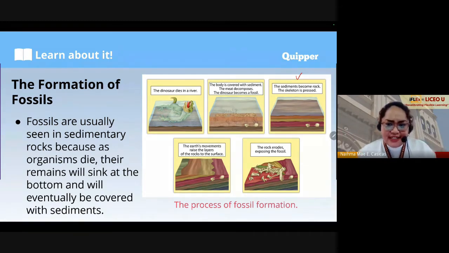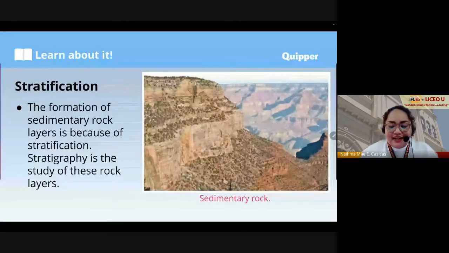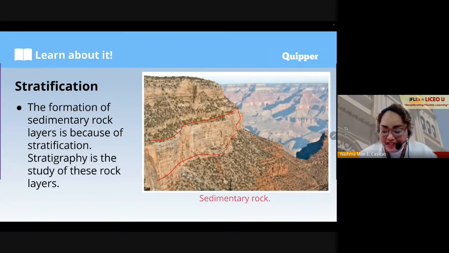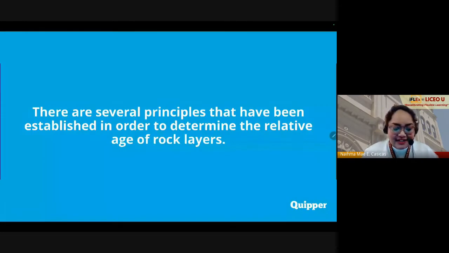So as you can see, our geologists and anthropologists purposely dig out these sites for fossils. Now, stratification, this is your sedimentary rocks forming layers. So its formation is stratified. This stratification tells you that these rock layers have aged, and each was formed at a different time. One formed at one time, then another at a different time, then another on top. So it depends on the layer and the composition of the layer as well. All right, so that's stratification.